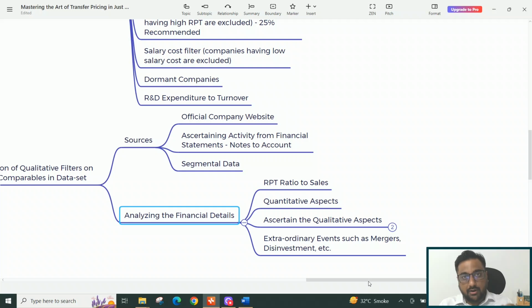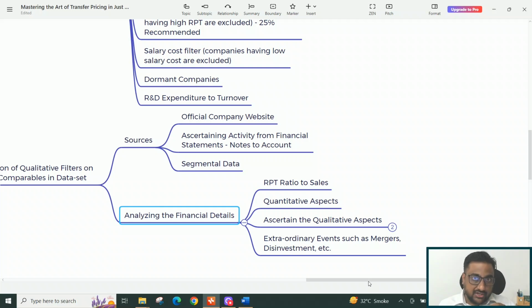Once you download those financial reports from the official website of the company registrar, that is mca.gov.in, you need to further analyze that data to ascertain that it also meets the quantitative criteria which you selected in the earlier process. It should obviously match, because at times the database may not capture that particular data. That is where you need to analyze the financial details.